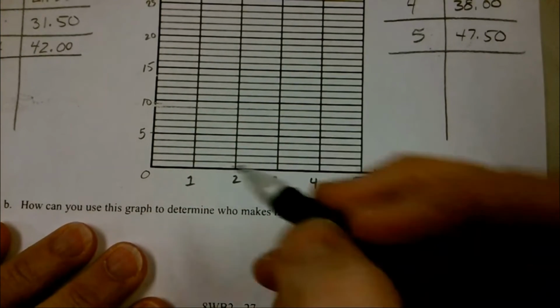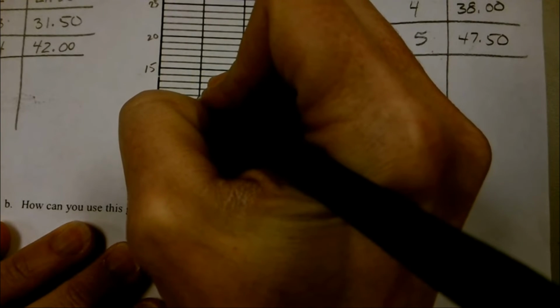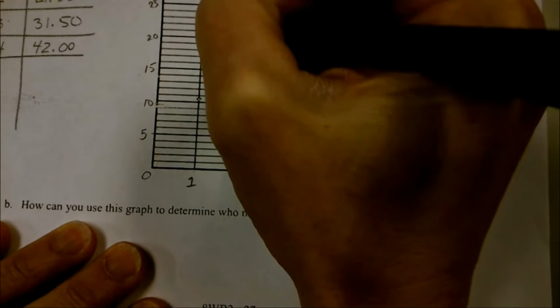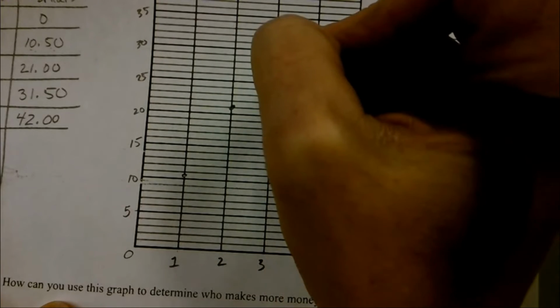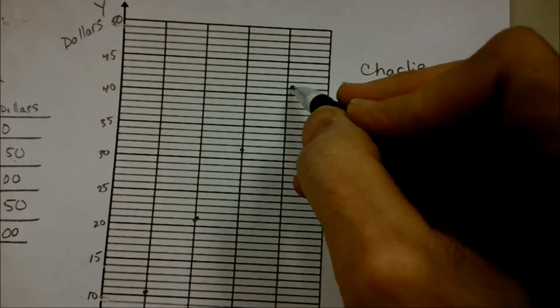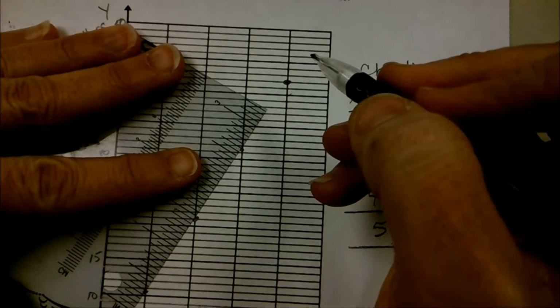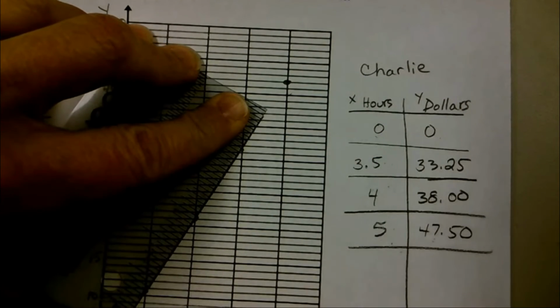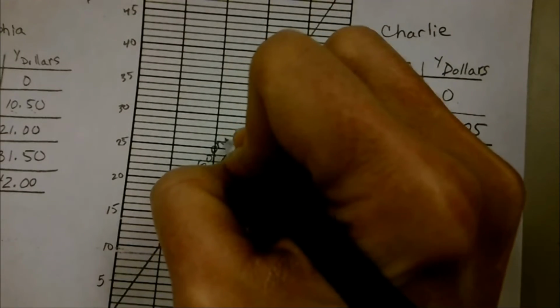Now you need that straight edge handy, or you can use any kind of straight line, your ID or anything like that. Let's do Sophia first. She's 1 and 10.50. So here's 10, and then 50 cents would be in between. 2 is $21, which would be right there. 3 would be $31.50, which is in between right there, and 4 would be $42. 40 right here, 41, 42, so it would be right there. Then I'm going to take that straight edge and connect those dots. I'm going to go all the way to the end. There we go. And I'm going to label this Sophia.